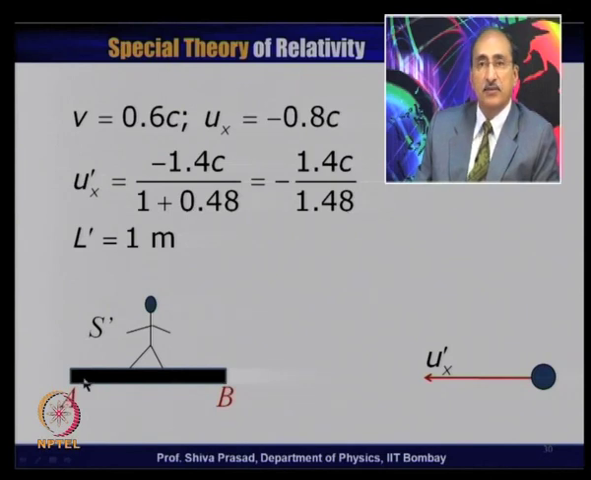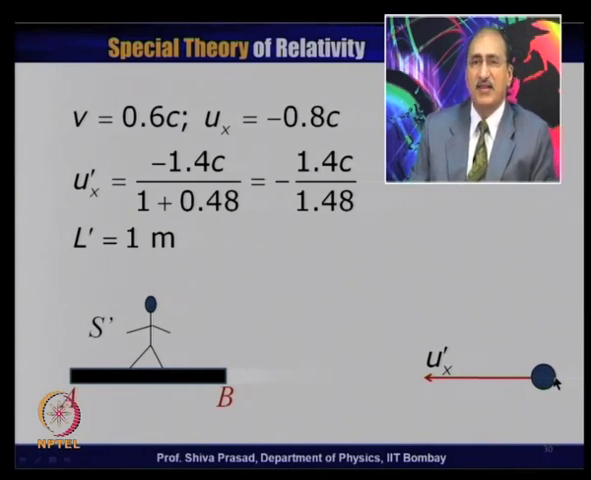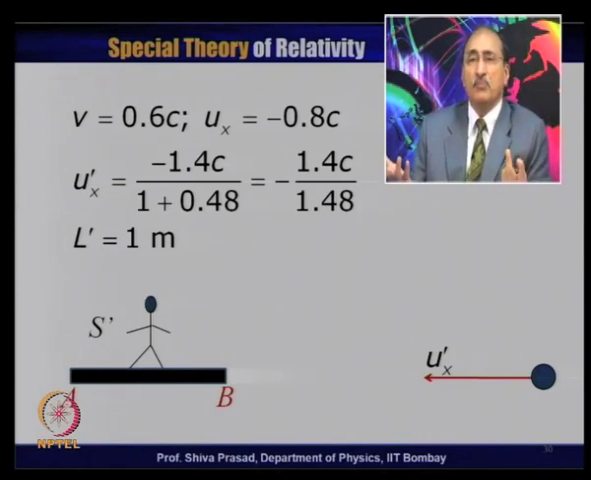I know the length in my own frame, which is 1 meter, which has already been given. This length, of course, is a proper length. So, what I have to do is to just divide this 1 by this speed, ux prime, to find out the time that this particular particle will take to cross the rod. It's as simple a problem as in traditional classical mechanics. In fact, in classical mechanics, this will hardly be called a problem. This is an extremely simple problem.